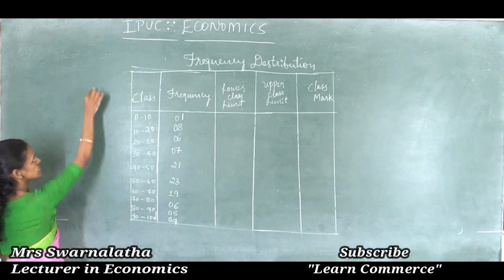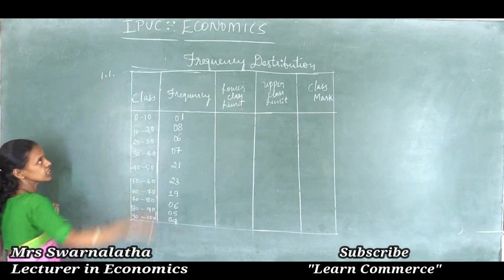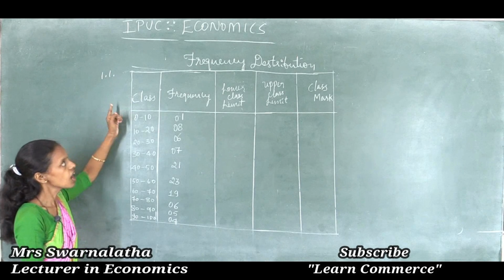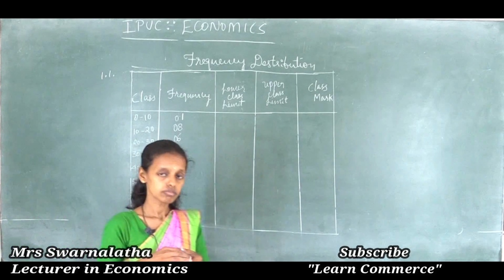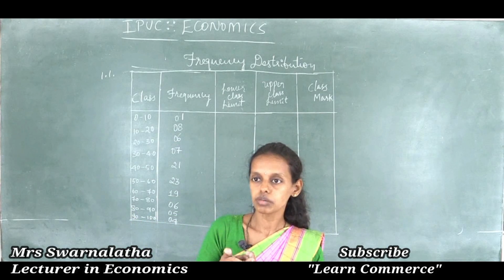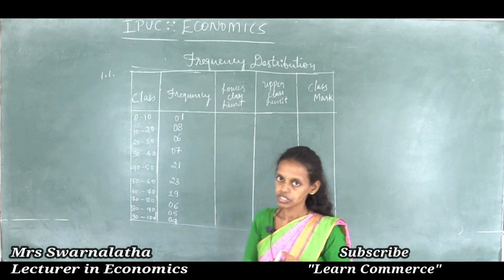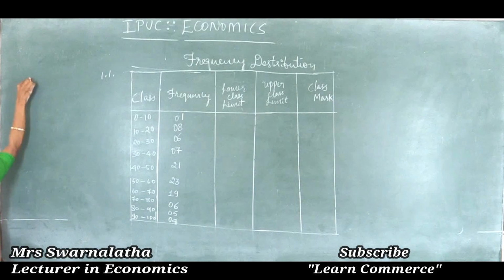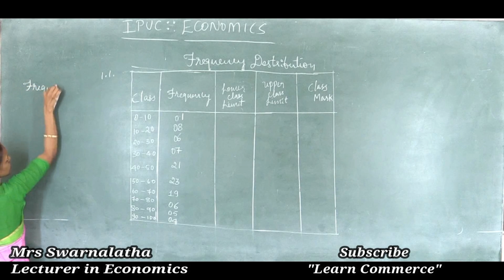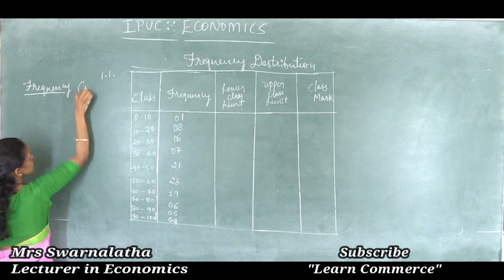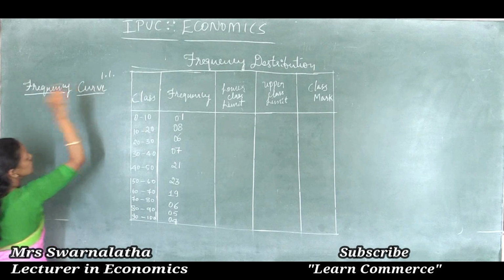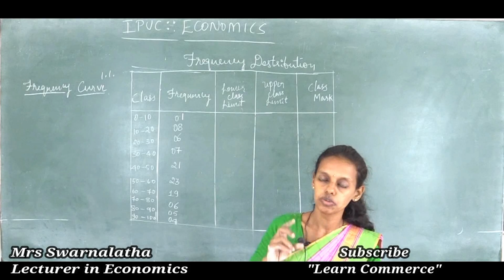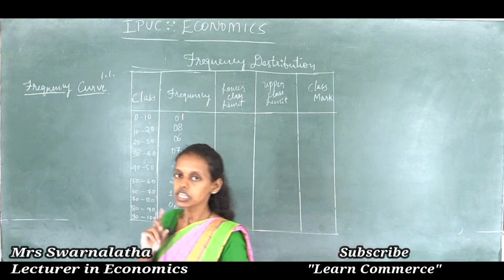It is one example, I will give the name table 1.1. This table 1.1 shows how to obtain the frequency curve from the frequency distribution. So what is a frequency curve? First we should know what a frequency curve is. The graphical representation of a frequency distribution is said to be the frequency curve.